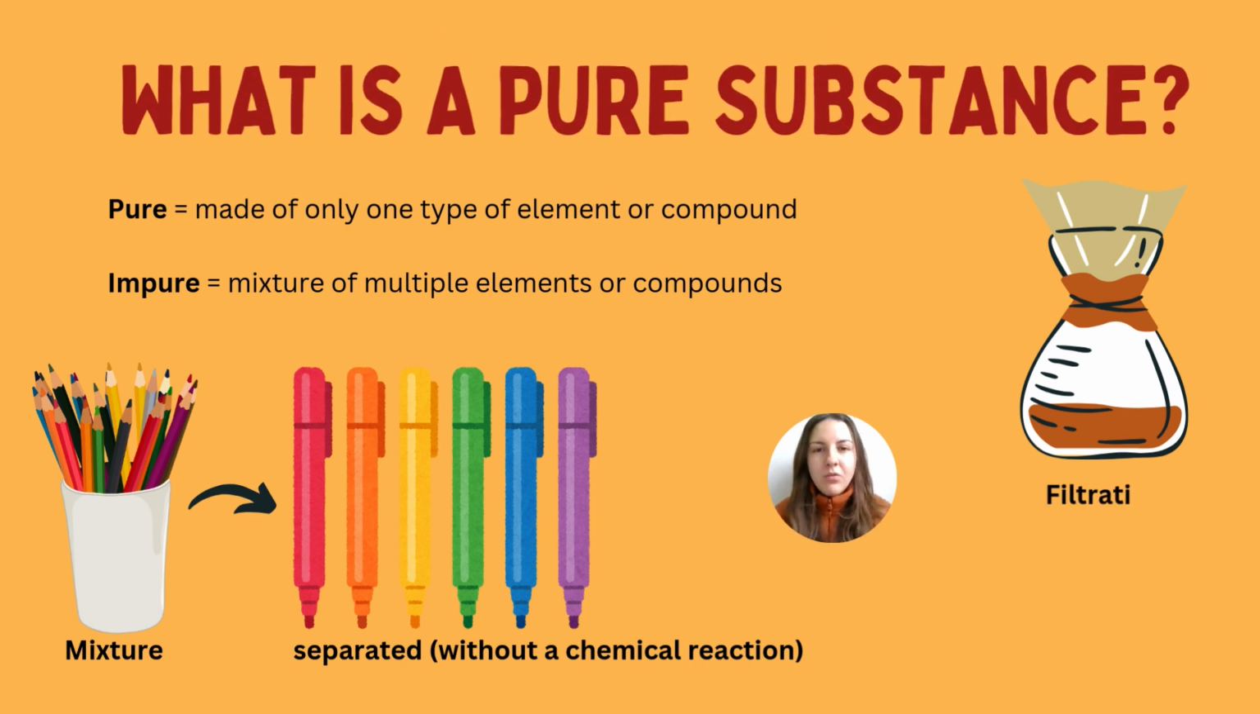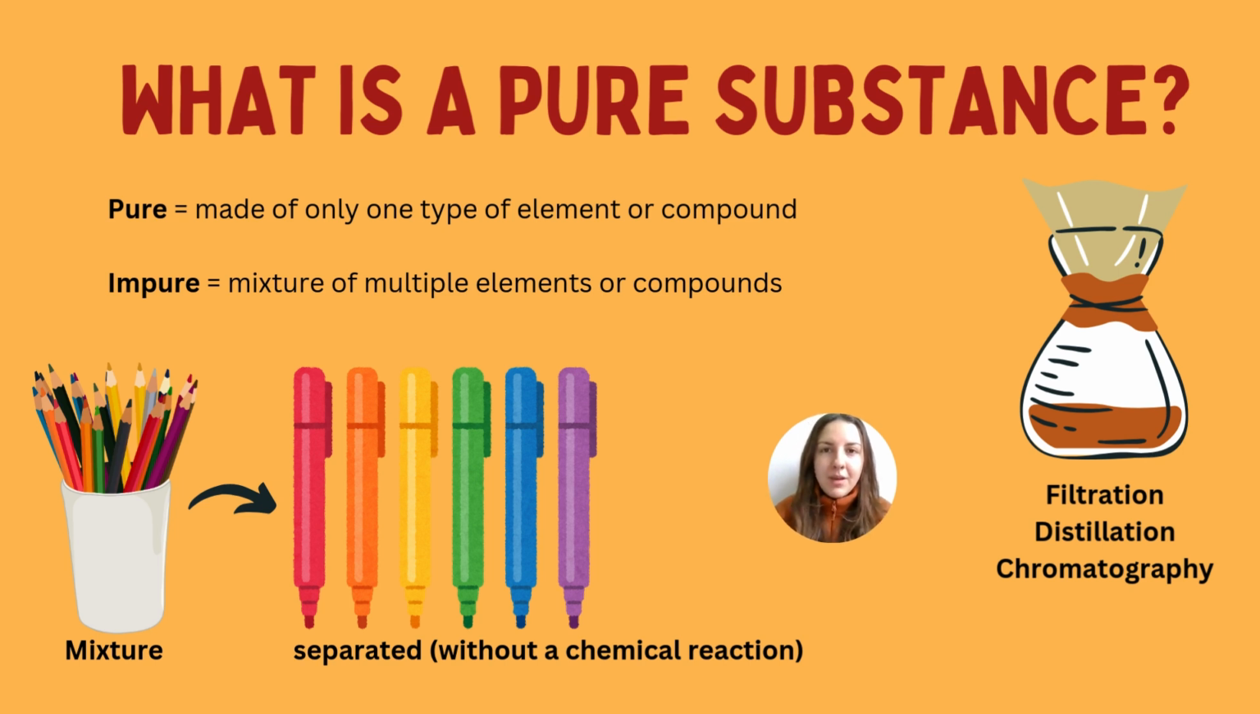In the case of chemistry, purity is specifically talking about only one type of element or compound that's found within a product, and impure is talking about a mixture. So if we look at the analogy of pencils or felt tips, if we had a mixture of different colors, this would be an impure mixture.